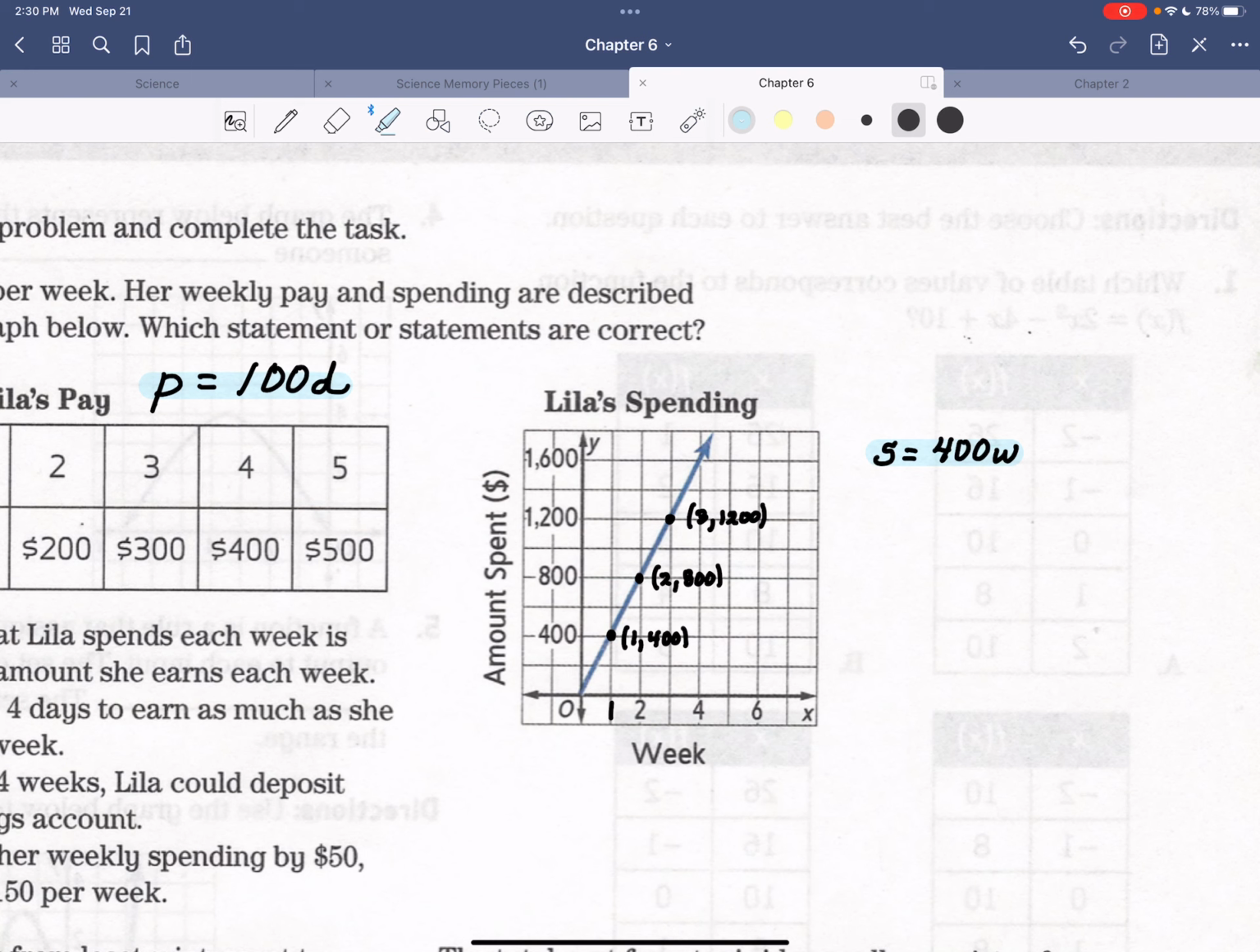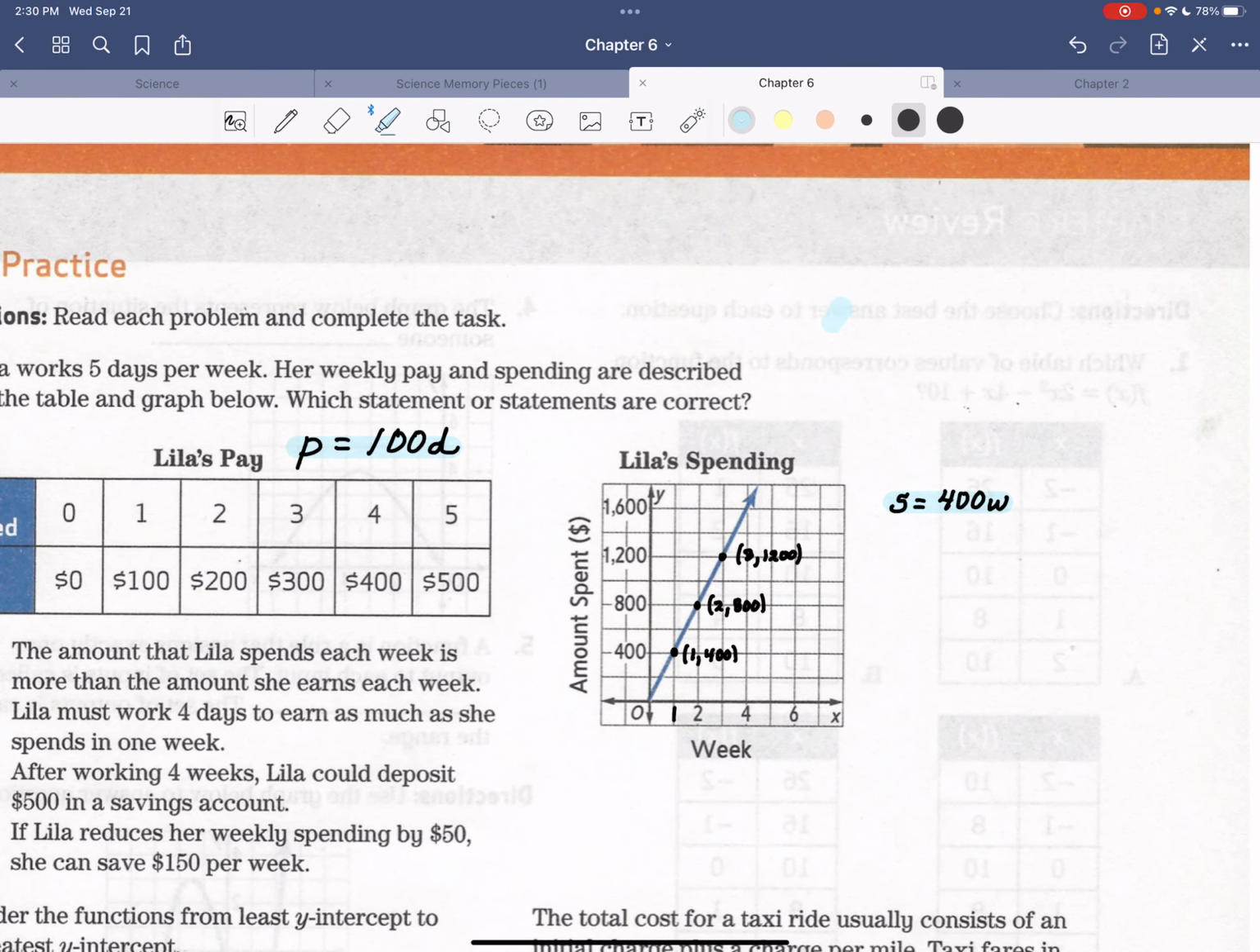Her pay is $500 a week. Her spending is $400 a week. So she's making more than she spends. She's making $500 a week. She's spending $400 a week.